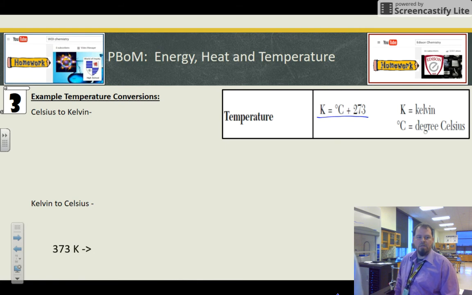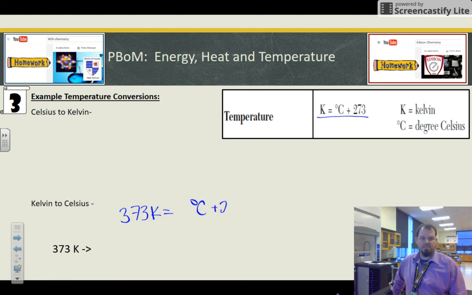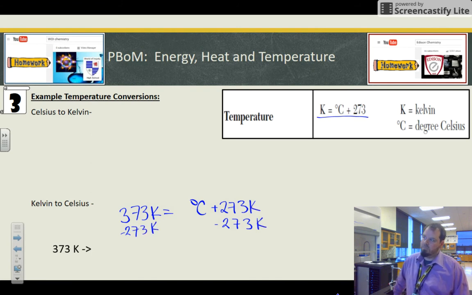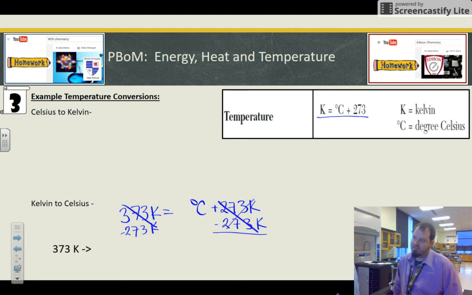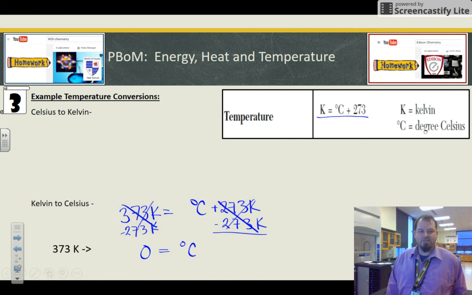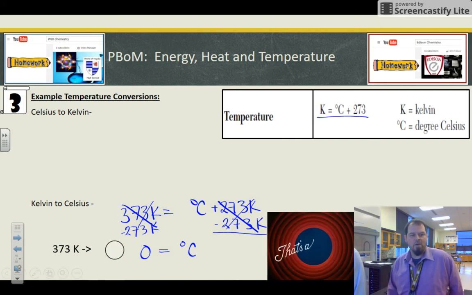Next one. Yep, 373. So we're solving for degrees Celsius. So we got degrees Celsius plus 273, subtract 273 from both sides, and we get 100 degrees Celsius. You know why I messed up my units on that one? Because I didn't put them in the first one. You put in an X for C and it got you all messed up. But that's all right.